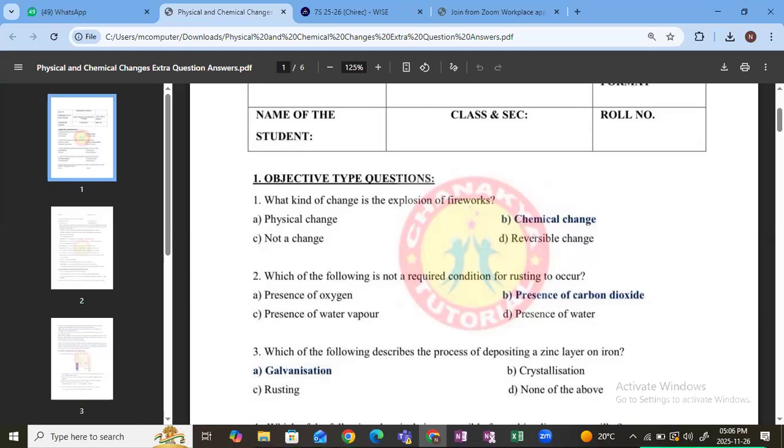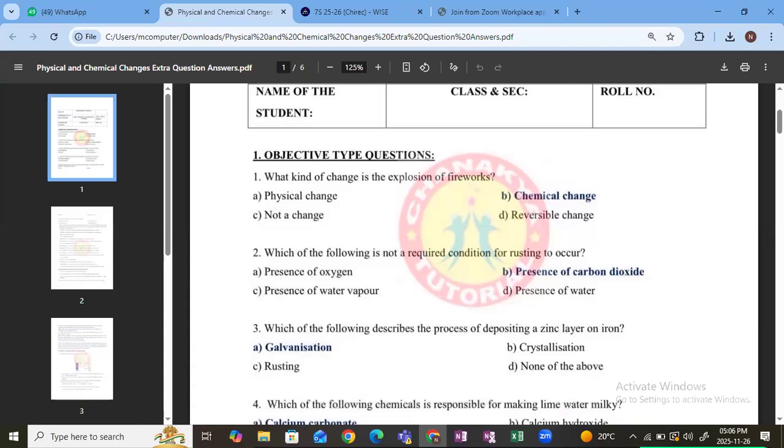Okay. Which of the following describes the process of depositing a zinc layer on iron? Galvanization. Are you aware of this process? Yes, ma'am, it's to prevent rusting of iron. Yeah, it is used to. Why do we apply a zinc layer on iron? Ma'am, because this protects the iron articles from rusting. No, no, we can place the aluminium layer. It reacts with the oxygen to form, I think, I'm not sure. Yeah, you are right.